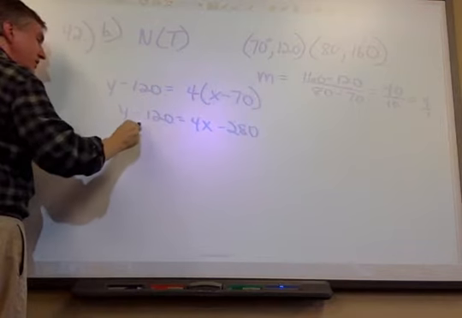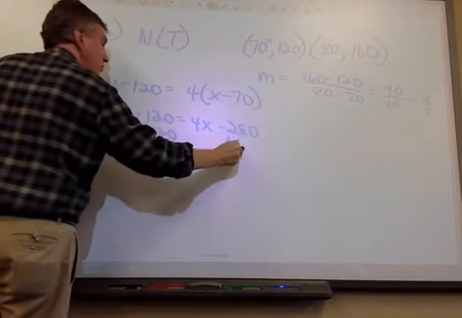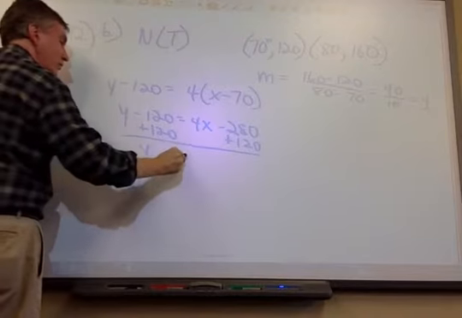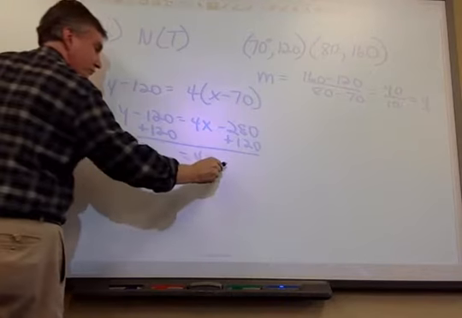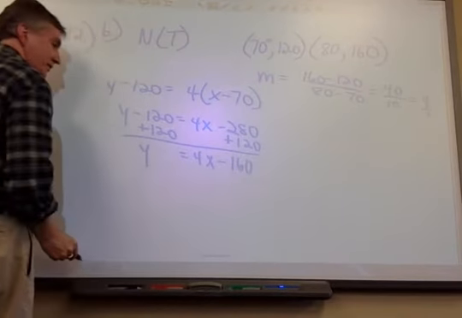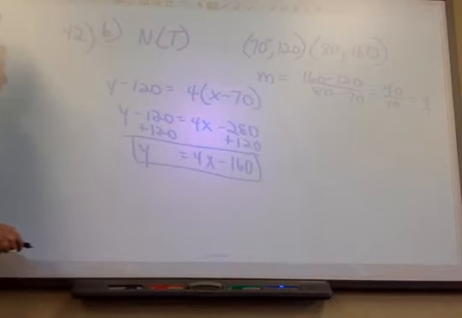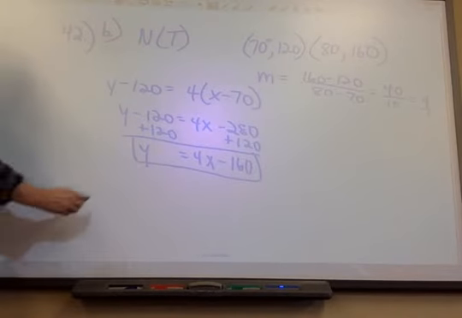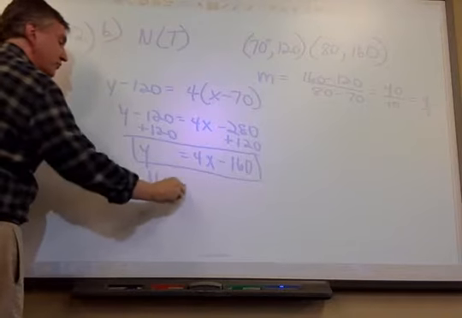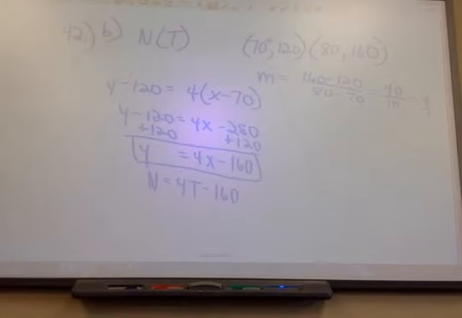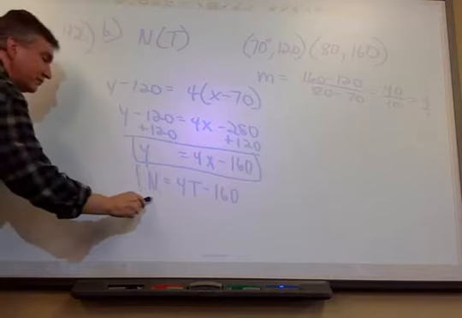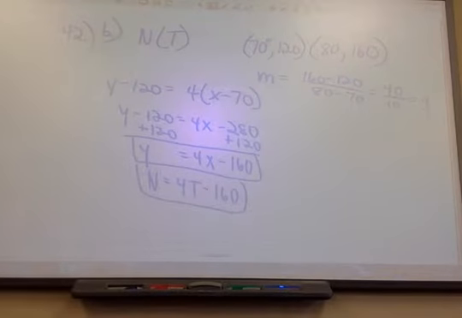If I add 120, what do you say? 160, or minus 160. Negative would dominate, so that would be good. And I guess to make it official, we could say the number of chirps equals 4 times the temperature minus 160, right? Would that do it? Okay. That would make more sense with the variables from this problem, but I would, of course, accept that just fine with the x and the y.